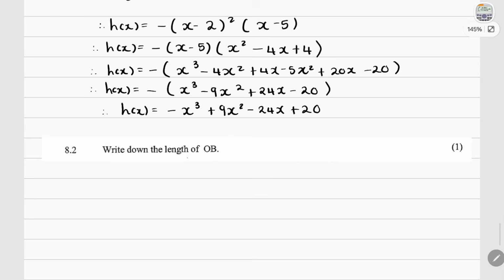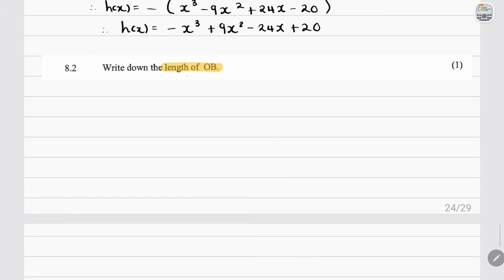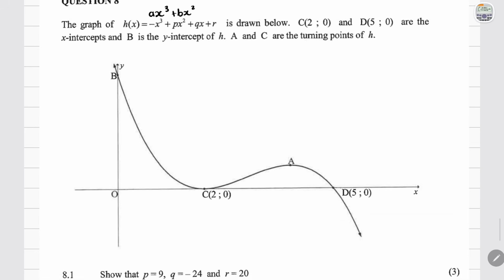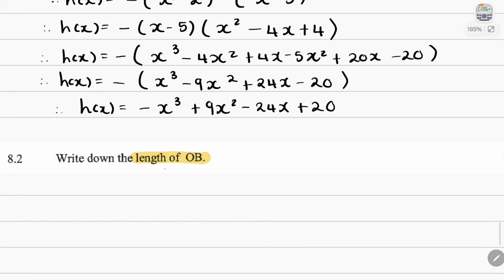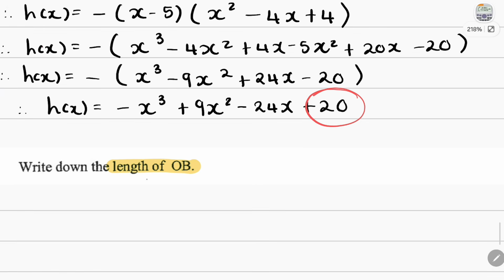The next question says write down the length of OB. So let's just look at OB. O to B, that's from the origin to B. So if you know what B is, then you know what OB is. So B, this is the y-intercept of this function. And you find the y-intercept in the equation of the function by looking at the constant term.